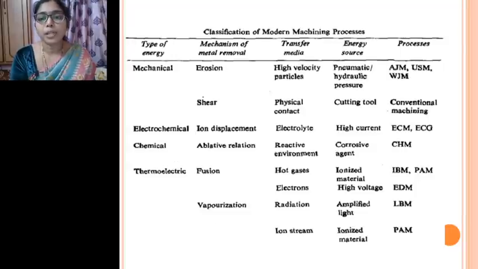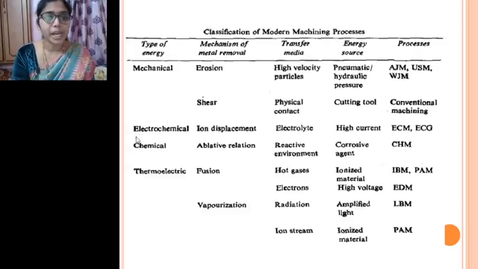And then what is the environment? The media. What is the media which we use here? It is a reactive environment. Since we are using chemicals, it is called a reactive environment. And the energy source is the agent, the chemical which we use. And the different types of chemical machining, we call it the chemical machining process.